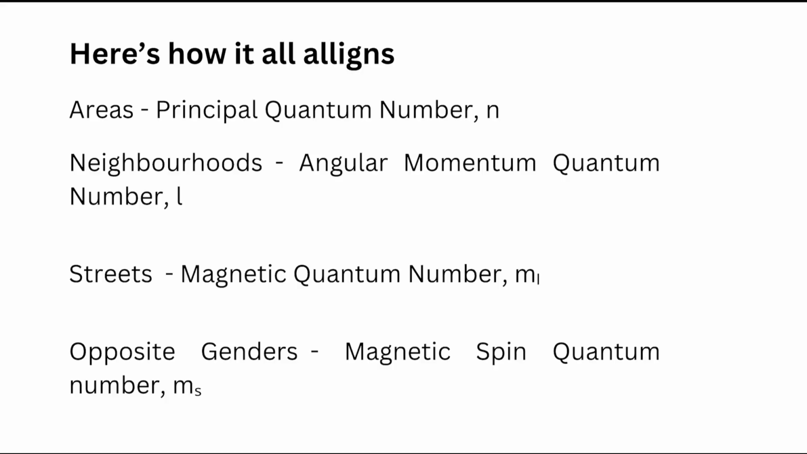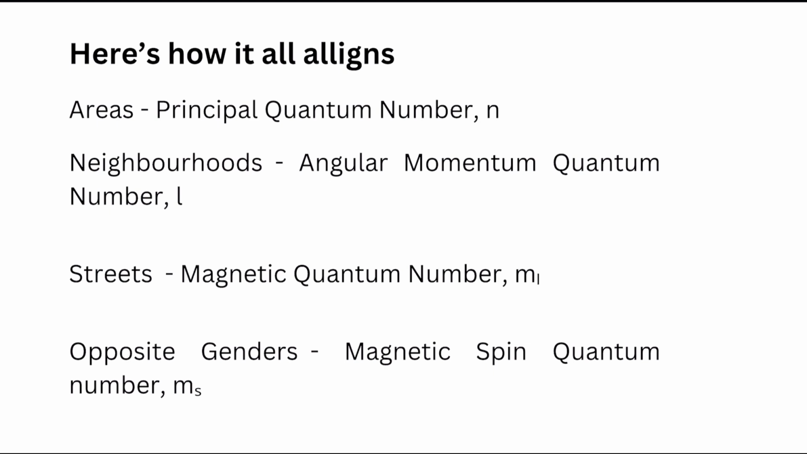Here is how it all aligns. The areas that I spoke about represented the principal quantum number. That's why I named it N. The neighborhoods represented the angular momentum quantum number, which was L. L represents orbitals. So we have a few kinds of orbitals. Typically, the S orbital, P orbital, D orbital, and F orbital.